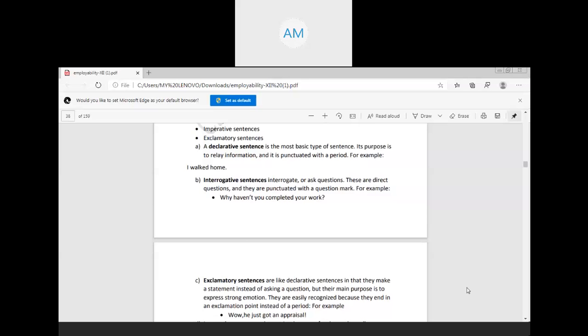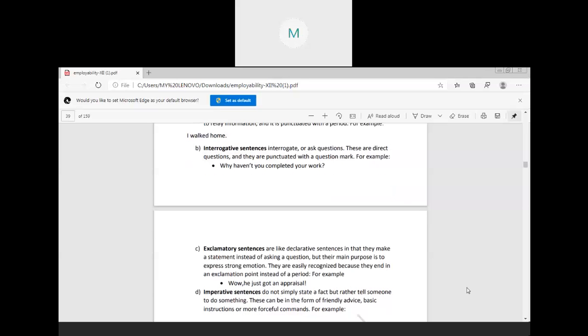Explanation sign is there. इनके लास्ट में explanation sign जरूर होता है. Okay. So now let us discuss what these exclamatory sentences are. These are declarative in that they make a statement instead of asking a question. But their main purpose is to express strong emotion. Means these types of sentences are used to express your emotions. Okay, they are easily recognized because they end with the exclamation point instead of a period.